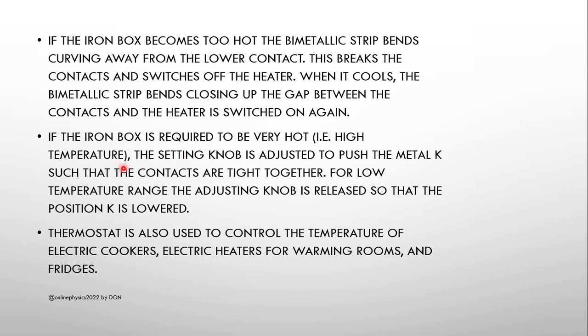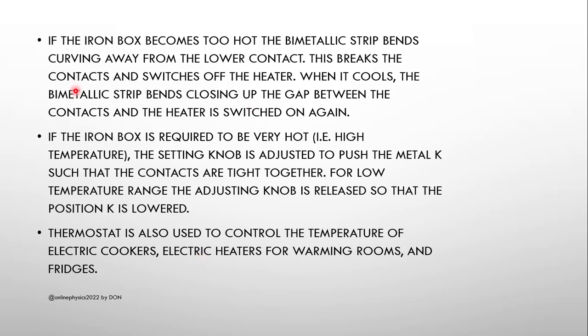So we are saying if the iron box is required to be very hot, high temperature, the setting knob is adjusted to push the metal K such that the contacts are tight together. For low temperature range, the adjusting knob is released so that the position K is lowered. Now, the thermostat is also used to control the temperature of electric cookers, electric heaters for warming rooms and fridges. So all these appliances apply this concept of the thermostat in their working.